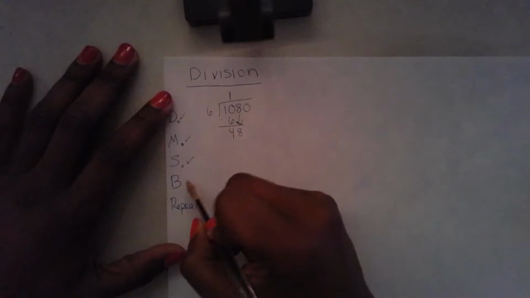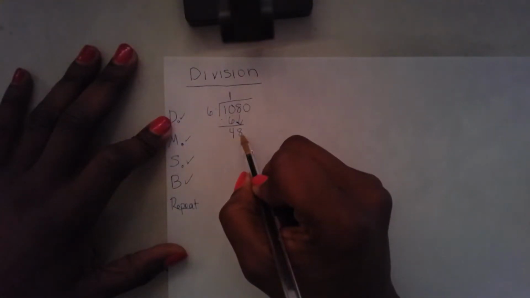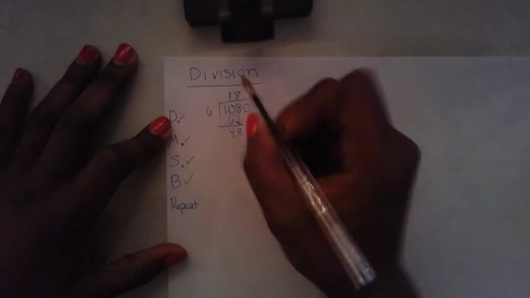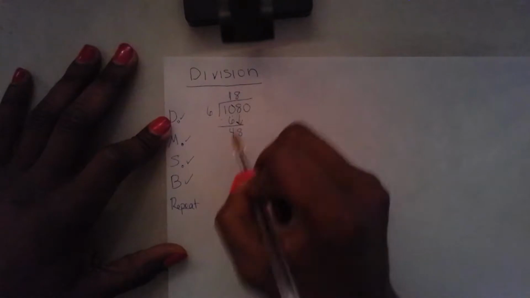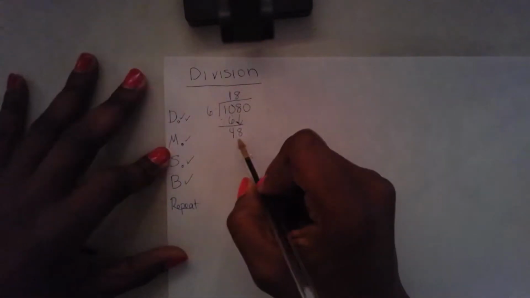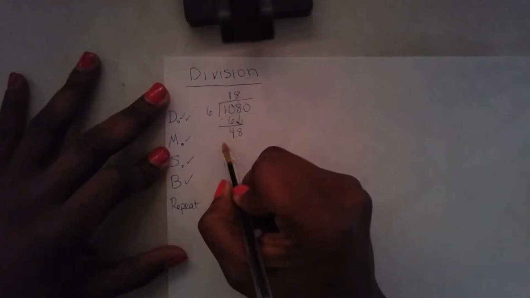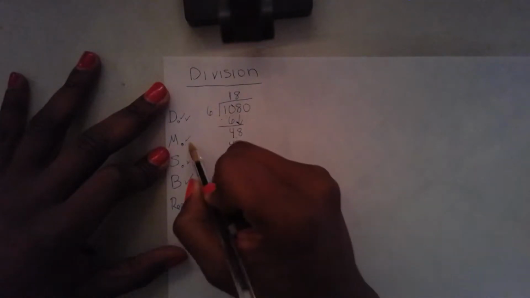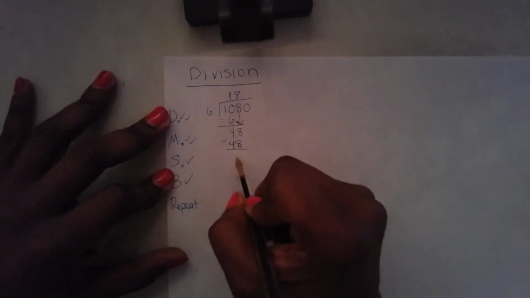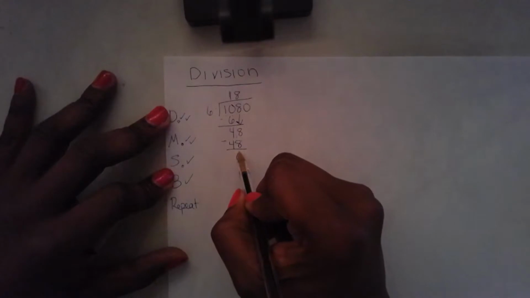Now we brought down, now we go to repeat, which brings us right back to divide, and I divide where I left off at. 6 goes into 48 8 times. So I place that 8 above the number that I brought down. Check for divide again. Multiply. 8 times 6 is 48. Check that. Subtract. 48 minus 48 is 0.